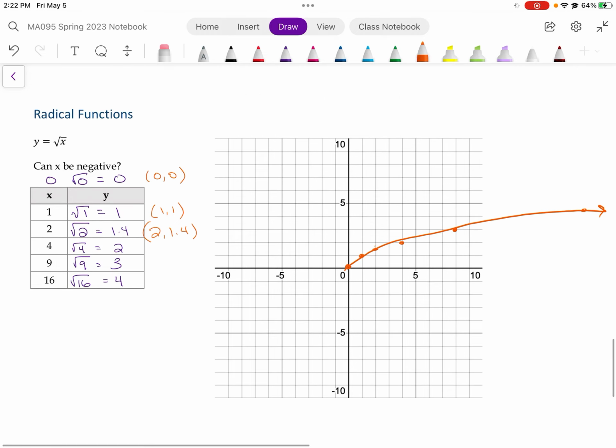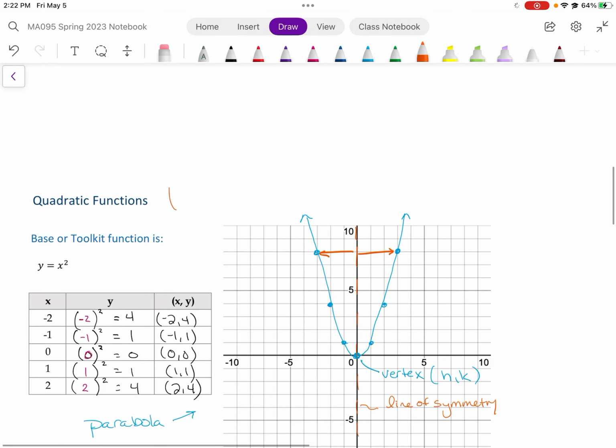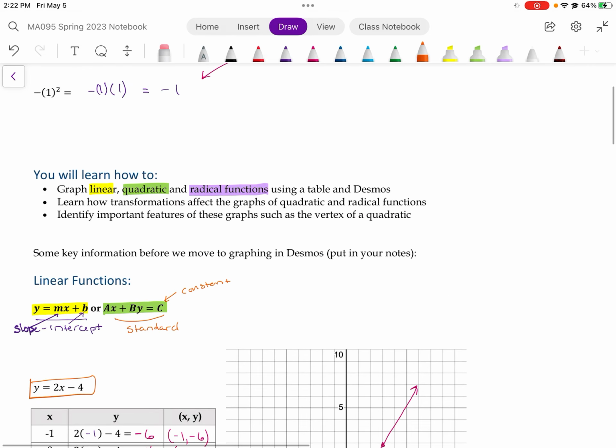All right, so those are our three functions that you need to know what they look like. A radical function looks like this. A quadratic function looks like this, and sometimes it is going to be flipped over, and we'll talk about that. And a linear function is just, of course, a line of some sort.